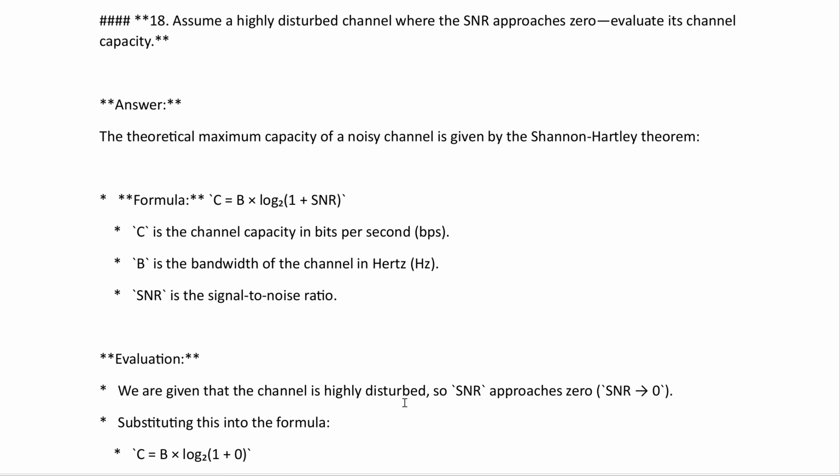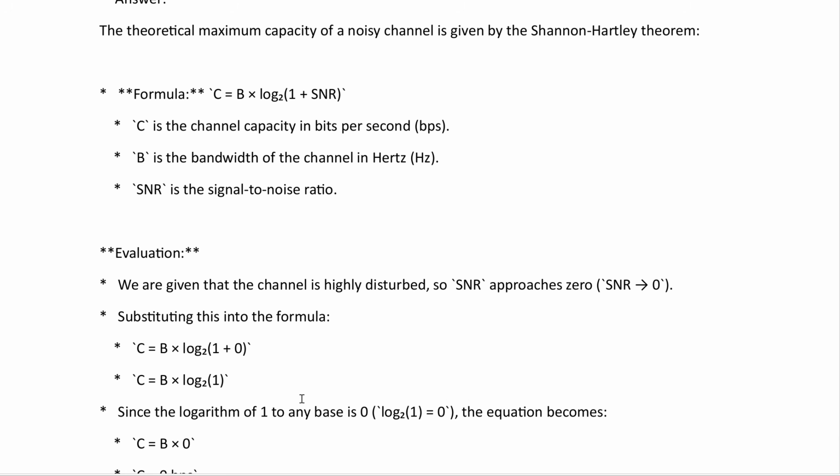We are given that the channel is highly disturbed. So there is a very large quantity of noise in there. That's why signal to noise ratio will approach zero here. Signal will be zero, noise will be very large. So we substitute the value of signal to noise ratio here because signal is zero and noise is very large.